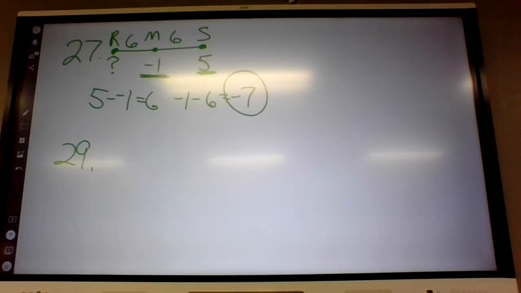Coordinates of the endpoints, so we've got two endpoints we're looking for, M and N. The midpoint P is at 2.